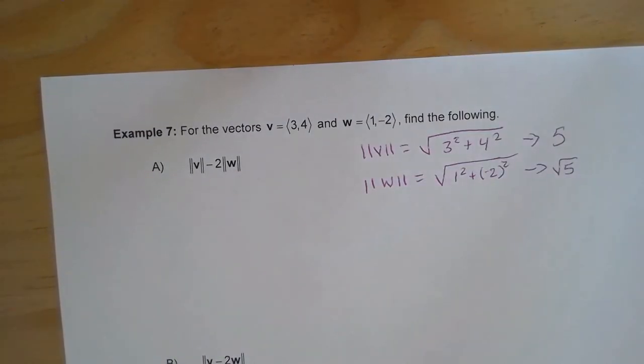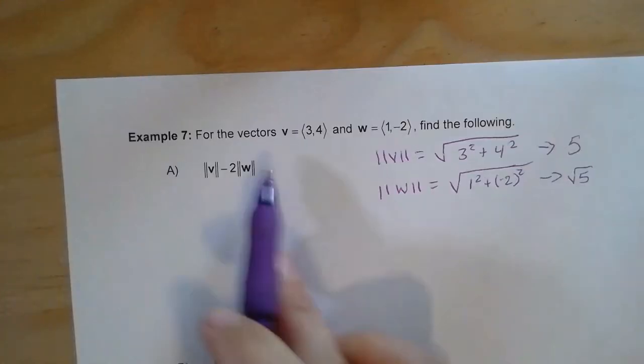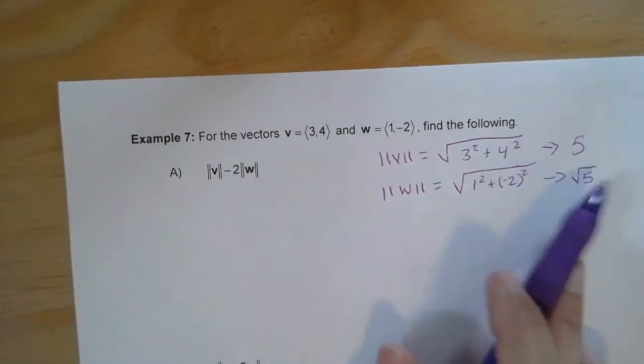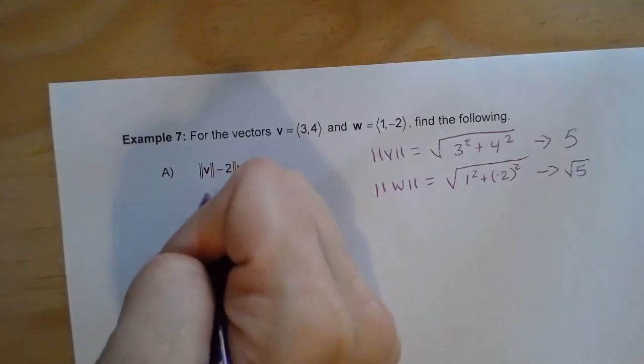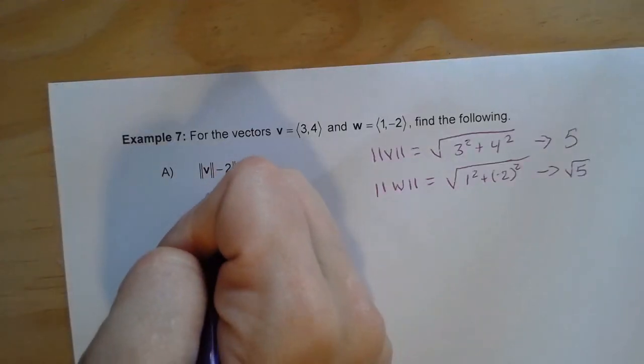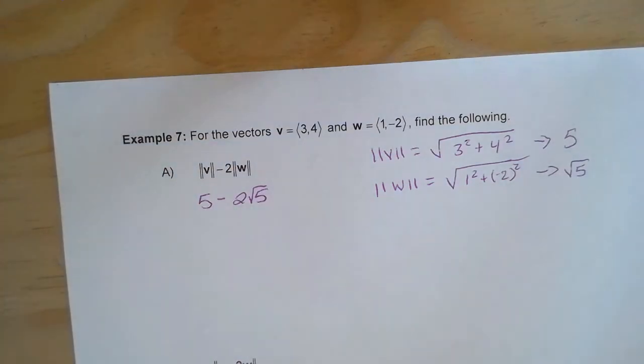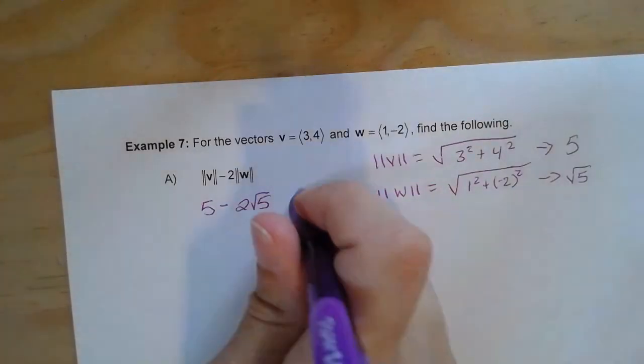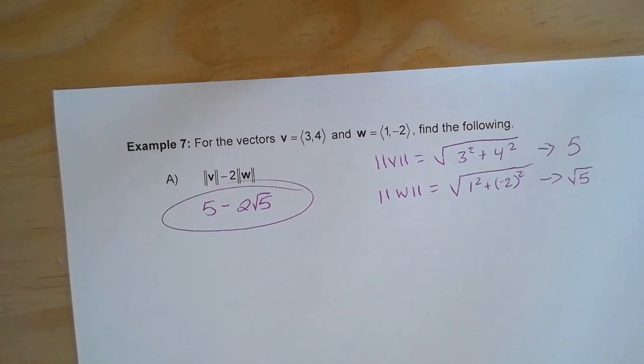Now I'm going to replace my magnitudes with our actual values. So I get 5 minus 2 square root of 5. And if we look at that, we can go no further. So that would be our answer.